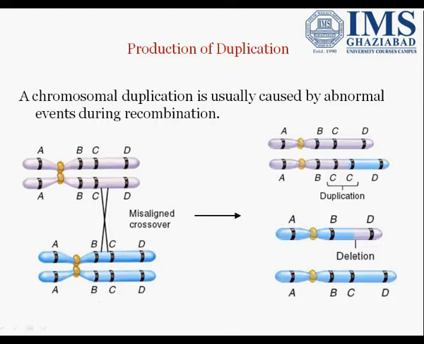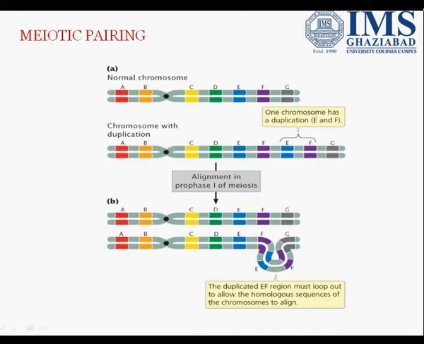So we are saying that chromosomal duplication is usually caused by an abnormal event during recombination, in which we are having duplication as well as deletion of the genes. There is another interesting aspect in the case of duplication, that is called meiotic pairing.